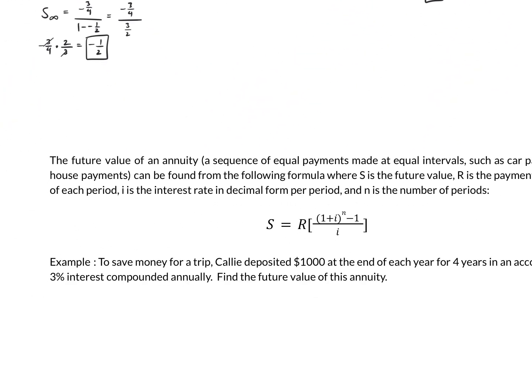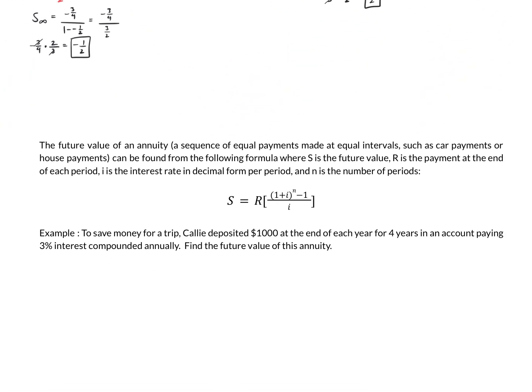All right, and our last example here is a little bit of a word problem, but we really just have to gather some things in order to solve it. So we're given another formula here, and it's the future value of an annuity, which is a sequence of equal payments made at equal intervals, such as car payments or house payments, can be found by using our following formula, where S is the future value, R is the payment at the end of each period, I is your interest rate in decimal form, important to note, and then N is the number of periods.